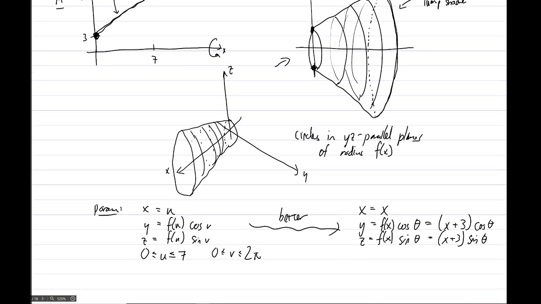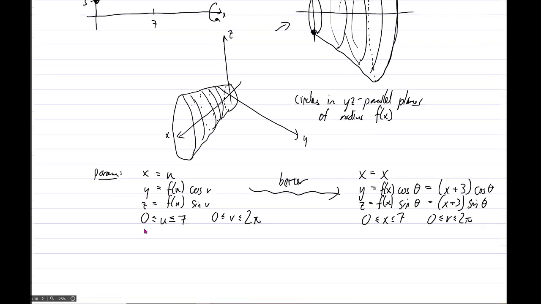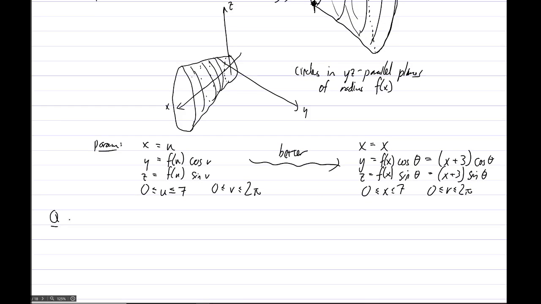Again, for the parameter domain, we'll have 0 ≤ x ≤ 7, and we'll have 0 ≤ v ≤ 2π. Okay, we're done with this question, but as a follow-up, let's go ahead and find the surface area.